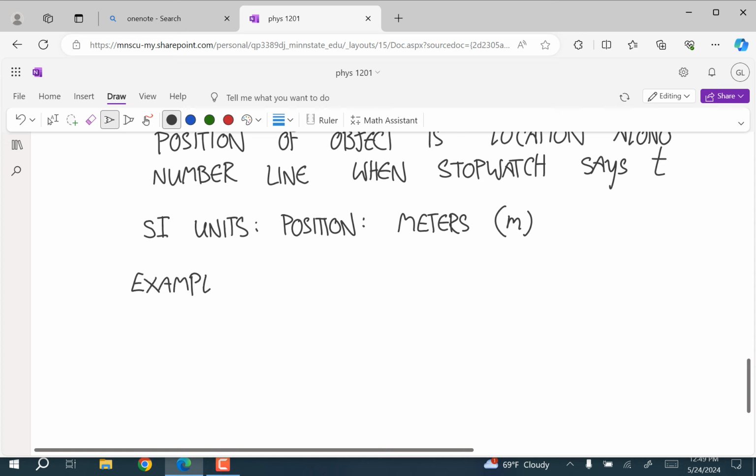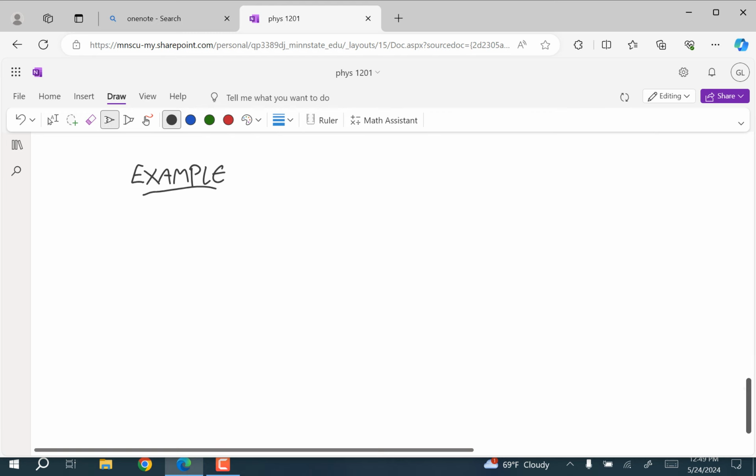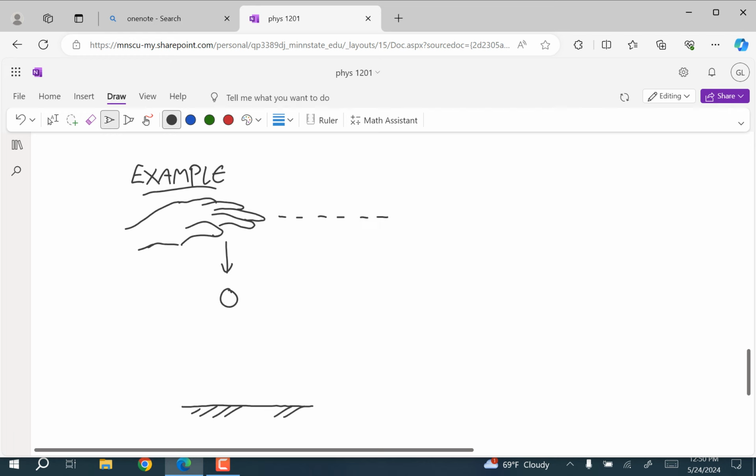And for this example, I'm going to imagine that it's a pretty simple setup. We just have, so here's someone's hand. Something's wrong with their hand, but anyways. And they drop this ball, and they drop it from a height of 2 meters. Obviously, this isn't drawn to scale very well, but they drop it from here. And we know that the height that it's dropped from is 2 meters.